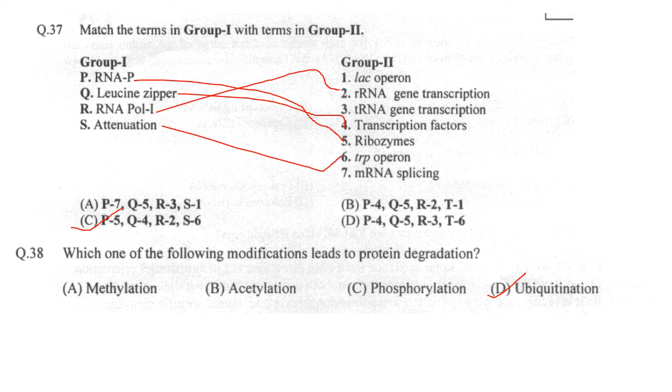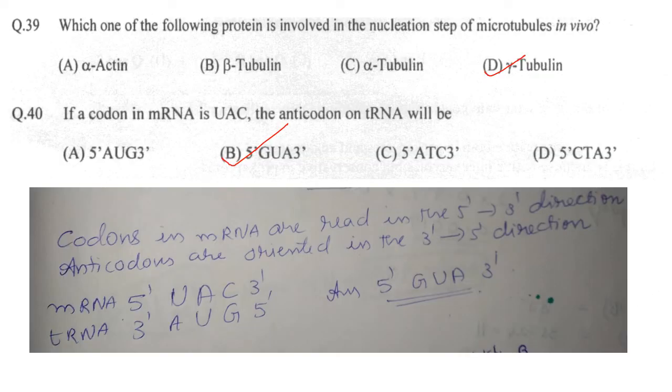Next one. Which of the following modifications leads to protein degradation? Methylation, acetylation, phosphorylation, ubiquitination. This is also a direct question. It is option D. Next one. Which of the following protein is involved in the nucleation step of microtubules in vivo? Alpha actin, beta tubulin, alpha tubulin, gamma tubulin. Answer is option D, gamma tubulin.